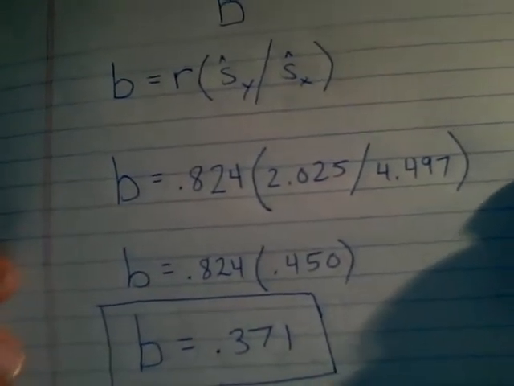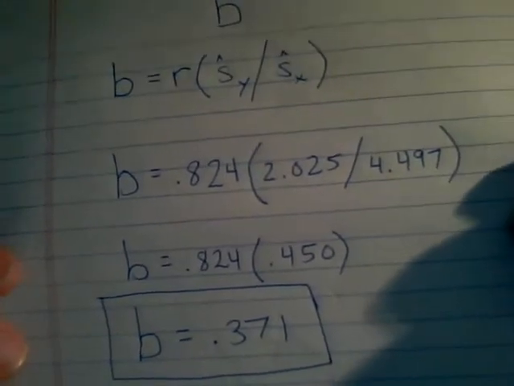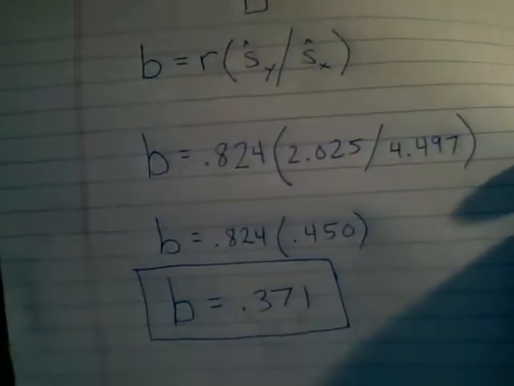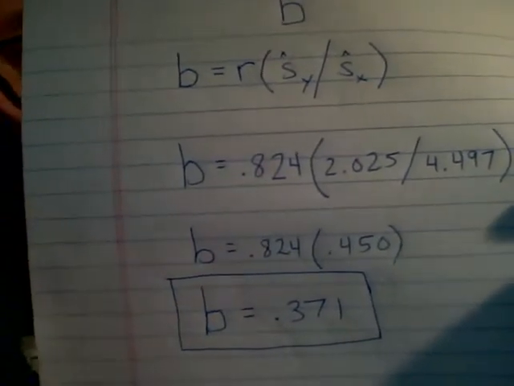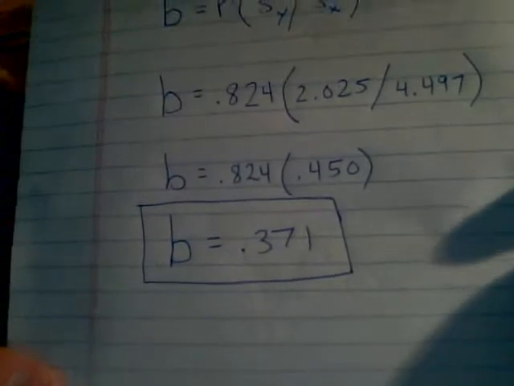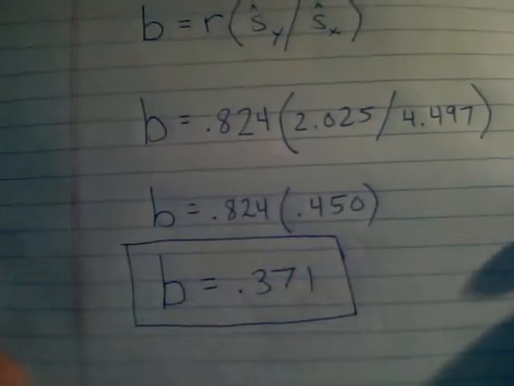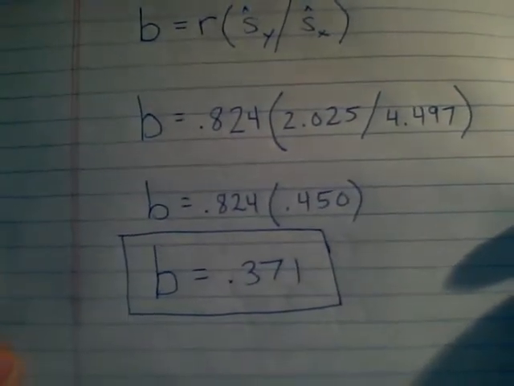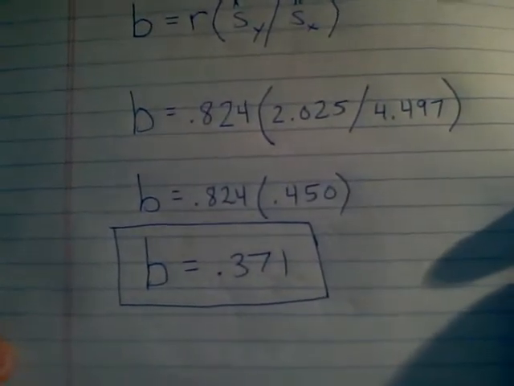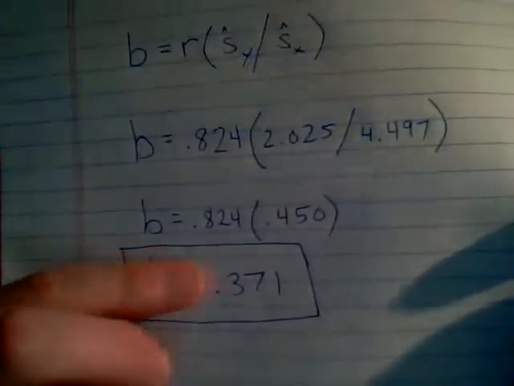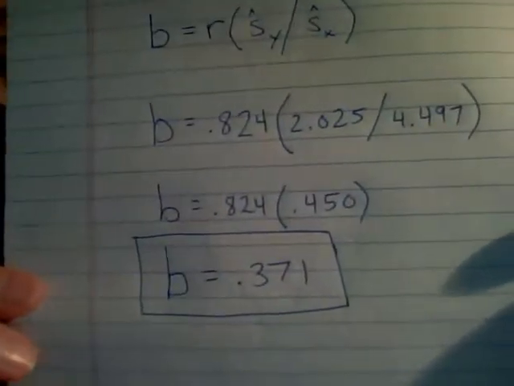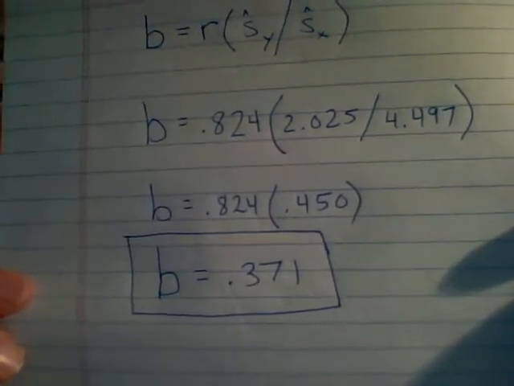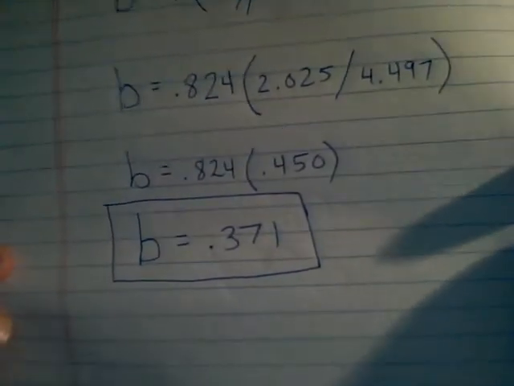I can't help but wonder if in some cases the math problems were coming from people not placing the standard deviations in the right spot. It's important to remember that standard deviation of y is divided by the standard deviation of x. So moving down a step, if we divide standard deviation of y by standard deviation of x, or 2.025 by 4.497, we get a value of 0.450. So Pearson's R, 0.824, which we got from our other sheet, times 0.450 is 0.371. That's our B, 0.371.